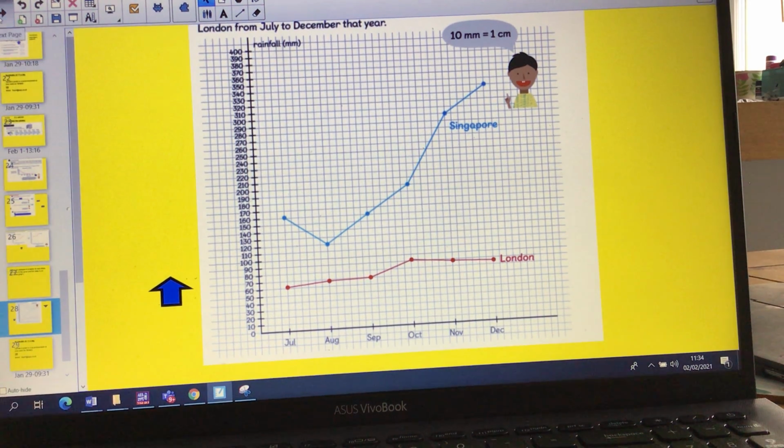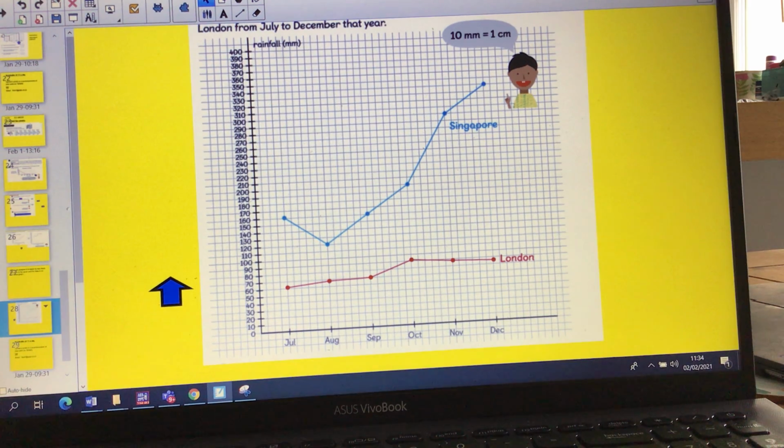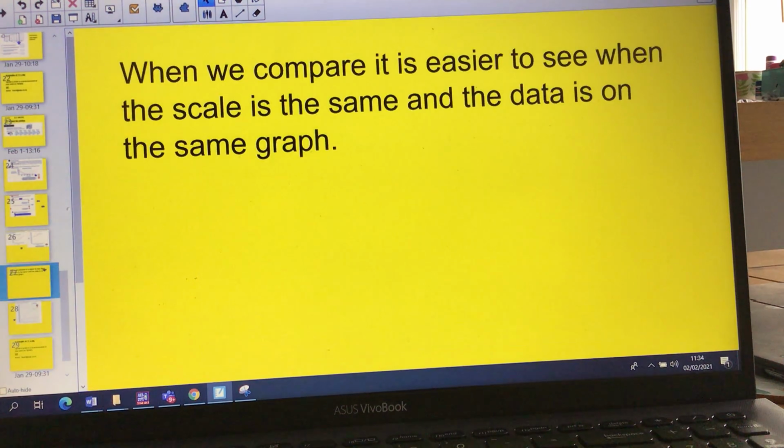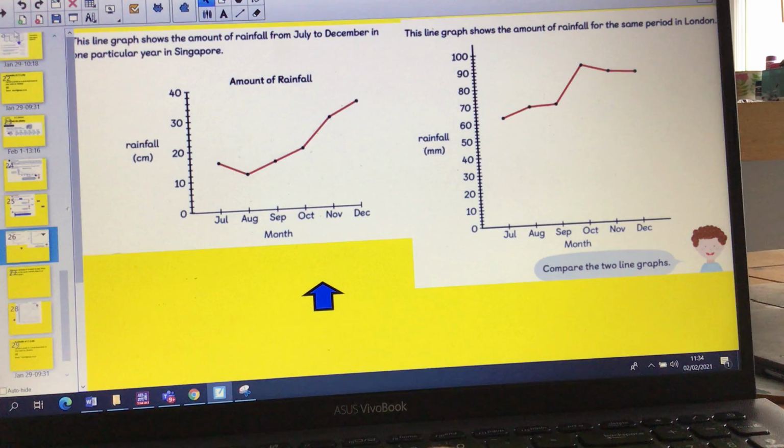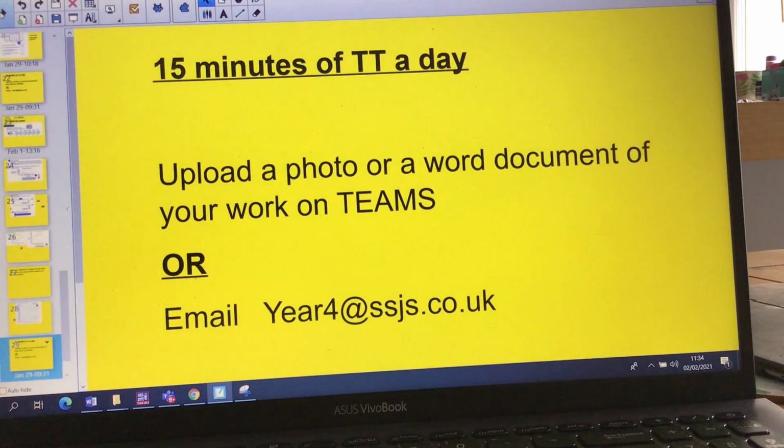Okay, so over the next 2 days, you are going to be doing quite a lot of graph work. You're going to be answering questions on line graphs, and you are also going to be making these comparisons between 2 lots of data.